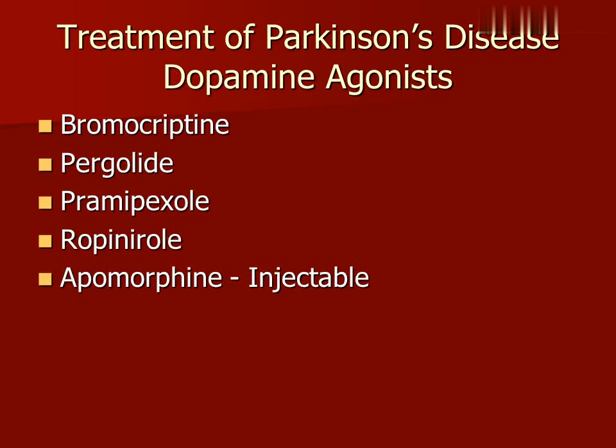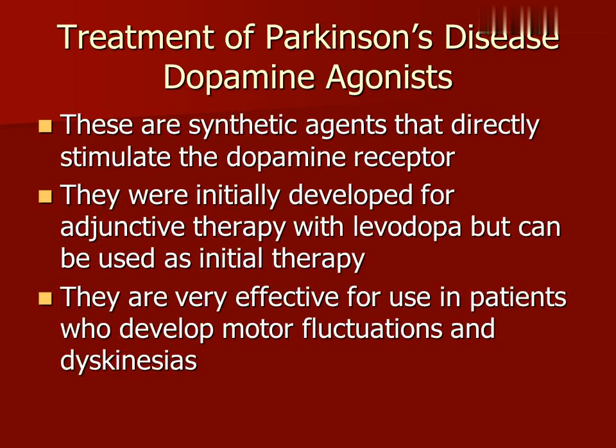Dopamine agonists: bromocriptine, pergolide, pramipexole, ropinirole, apomorphine, injectable. These are synthetic agents that directly stimulate the dopamine receptor. They were initially developed for adjunctive therapy with levodopa but can be used as initial therapy. They are very effective for use in patients who develop motor fluctuations and dyskinesias.